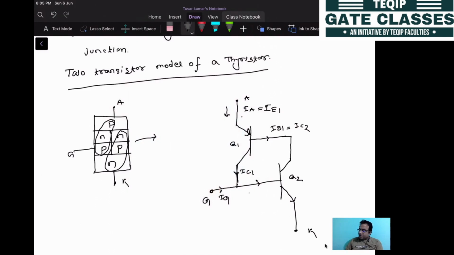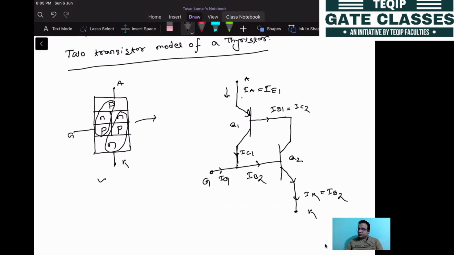And this one will be the base current of the second transistor. And the third one, this current will be the cathode current, which is equal to the emitter current of the second transistor. So now this is the structure. We have divided the inner N layer and P layer. If you split it and open it, it can be represented in this form. Here will be the anode current, and this will be equal to the emitter current of the first transistor.